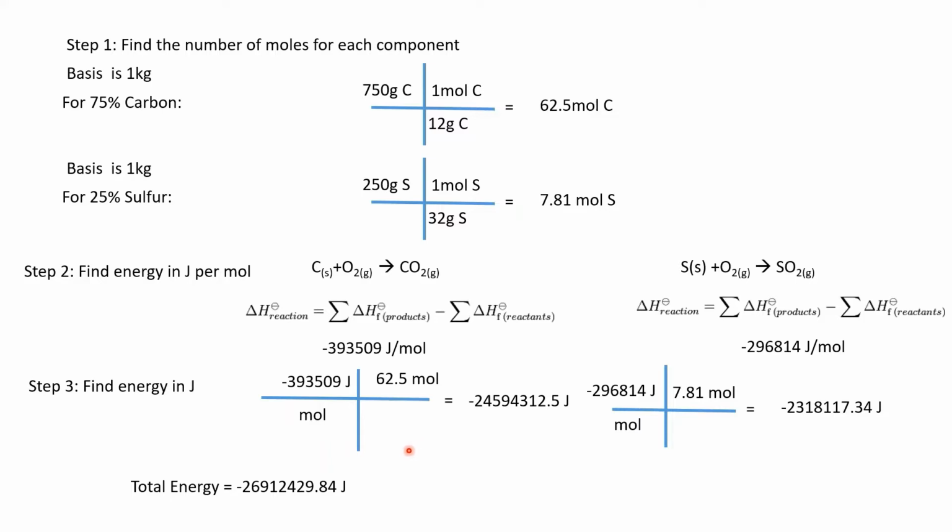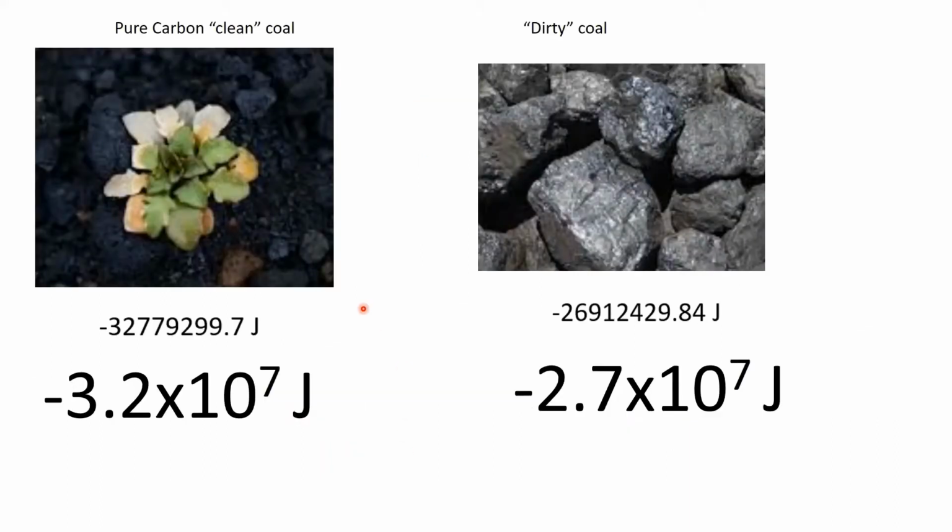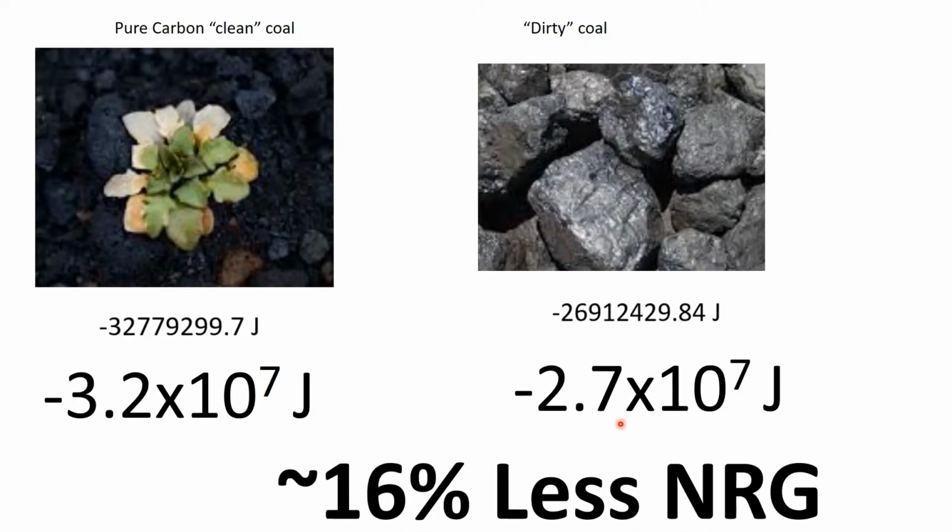So let's take a look on the next slide. We'll compare the two. All right, so for our clean coal, I got roughly 3.2, and I probably should have rounded it up, but 3.2 times 10 to the 7 joules. And on this carbon, we had 2.7 times 10 to the 7 joules, or negative 2.7 times 10 to the 7 joules. What that means is our dirty coal will produce roughly 16% less energy.